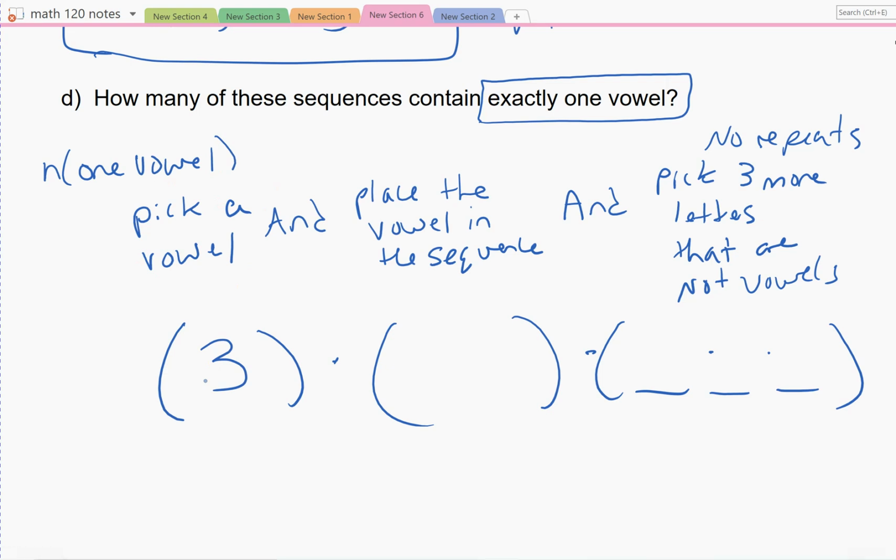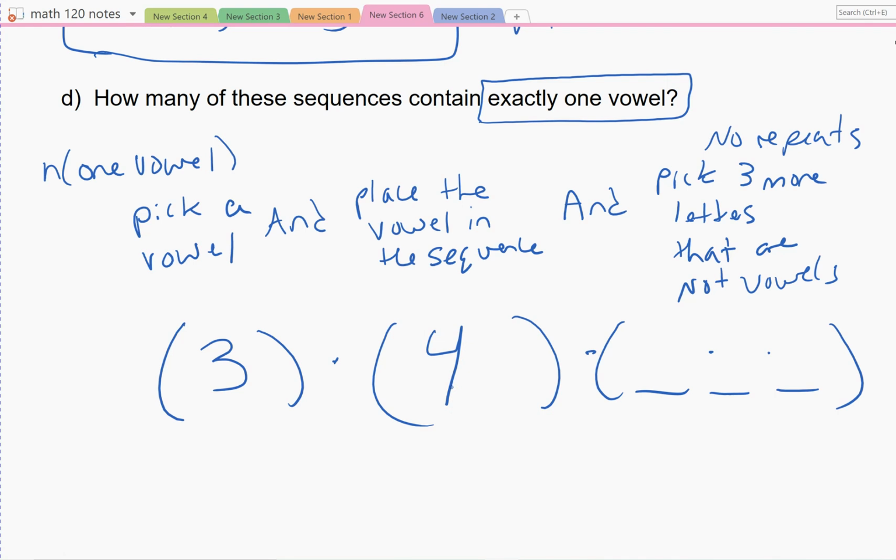The second part, however, is exactly the same. I could place the vowel either in the first spot, or the second spot, or the third spot, or the fourth spot. And so there are 4 places where the vowel could show up.